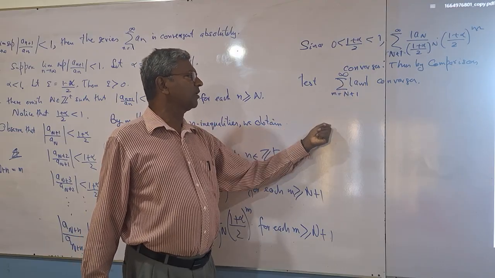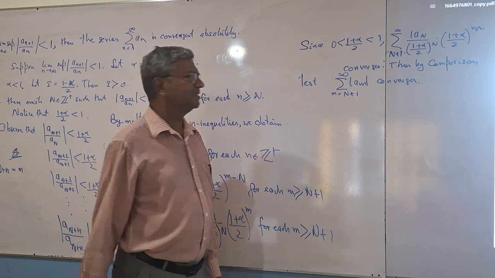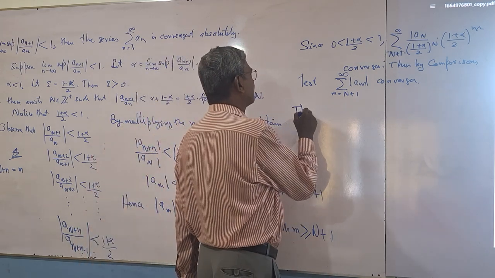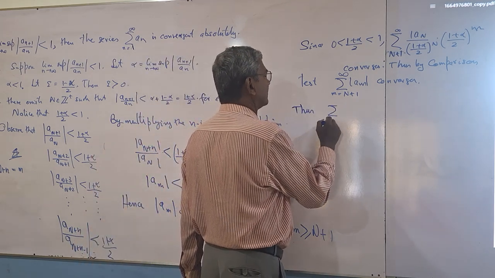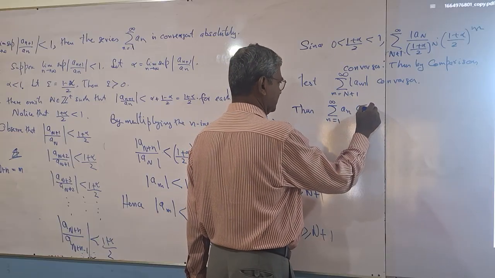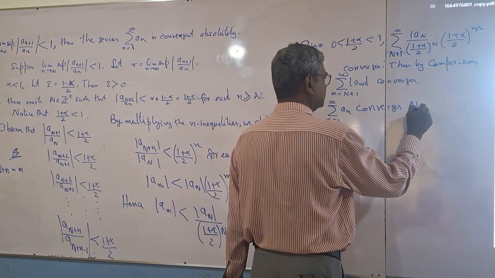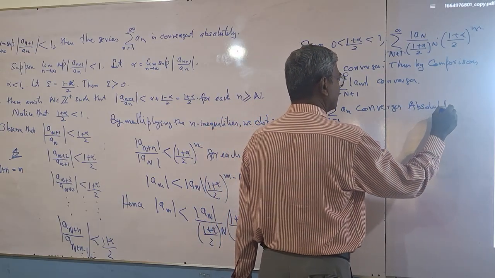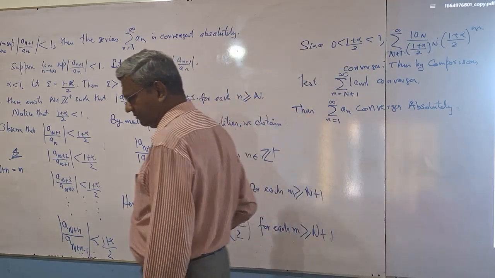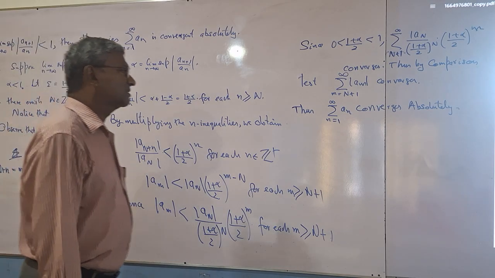Also |a_1| plus |a_2| plus up to |a_N| is a real number. Thus the sum over n from 1 to infinity of a_n converges absolutely, because I can always add some finitely many terms and it doesn't affect the convergence. So this is the ratio test, first part.